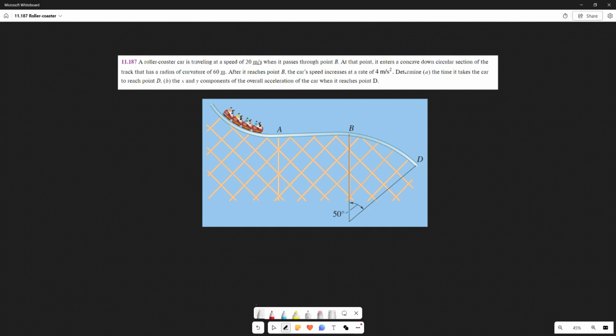Determine A, the time it takes the car to reach point D, and part B, determine the x and y components of the overall acceleration of the car when it reaches point D.